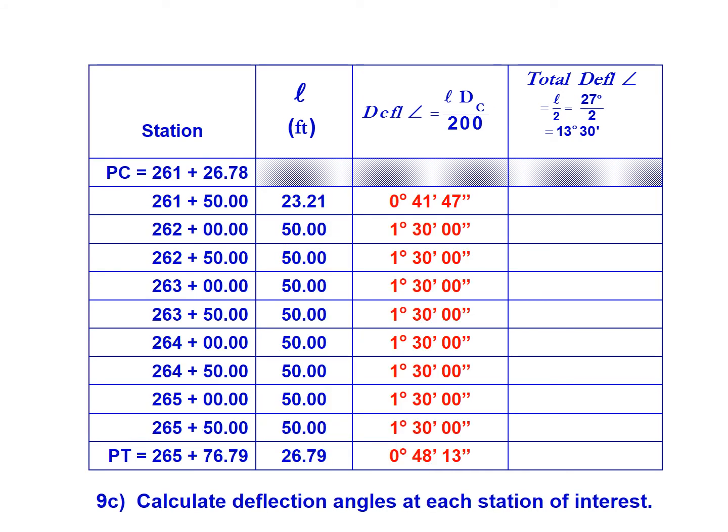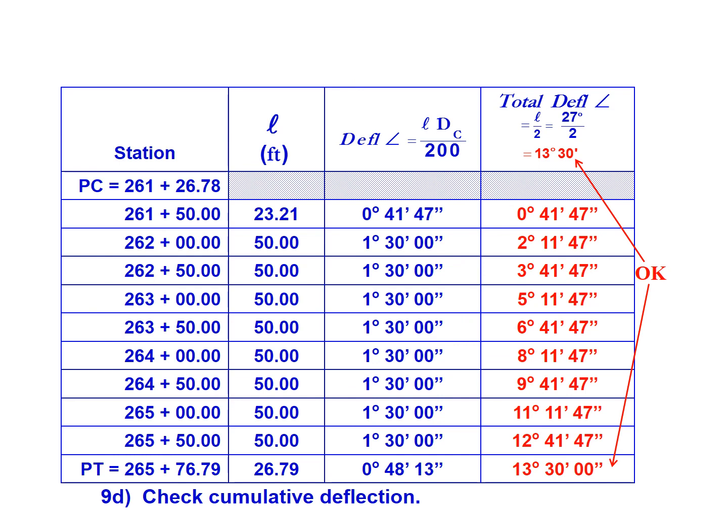The incremental deflection angles equals lowercase l that we just computed multiplied by our degree of curve divided by 200. And so all the intermediate steps will be 1 degree 30 minutes, where the first and last will be different. The first one is 0 degrees, 41 minutes, 47 seconds. And then our last angle is 0 degrees, 48 minutes, and 13 seconds.